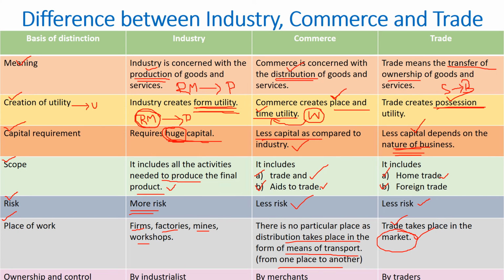The next point of difference is the ownership and control. The ownership and control is totally by the industrialist in case of industry. In case of commerce, the merchants are the owners and also the control bodies. In case of trade, the person who is taking up the buying and selling of goods and services is called a trader. So these are some of the differences between the terms industry, commerce and trade. I hope you understood the difference and also have a clear understanding of these three terms.